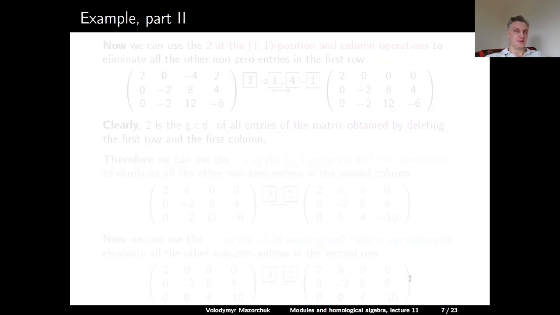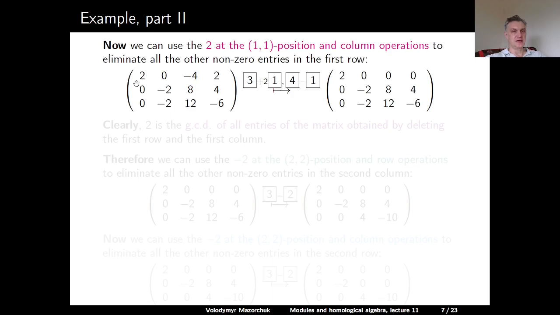Now, for the Smith normal form, we are allowed to use both row and column operations. So now we have 2 standing in the position 1, 1, and we can use it to eliminate all other elements in the first row. So we take the first column, multiply with 2, and add to the third column. We take the first column and subtract it from the fourth column.